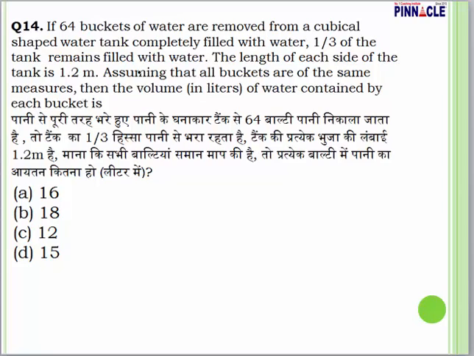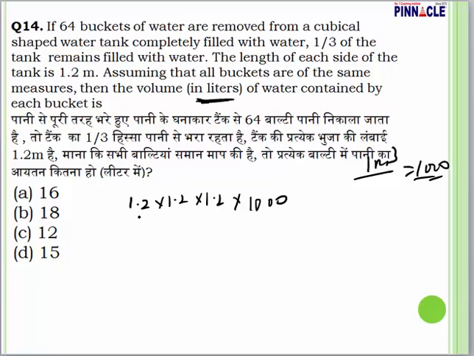Volume of the tank would be equal to 1.2 meter cubed. As far as liters are concerned, you can multiply it by 1000. The reason is that one cubic meter is equal to 1000 liters. In other words, if there is a cube of 1 meter length, 1 meter breadth and 1 meter height, then it is equal to 1000 liters. We multiply by 1000 because we have to find the answer in liters. So this is the total volume of the tank.